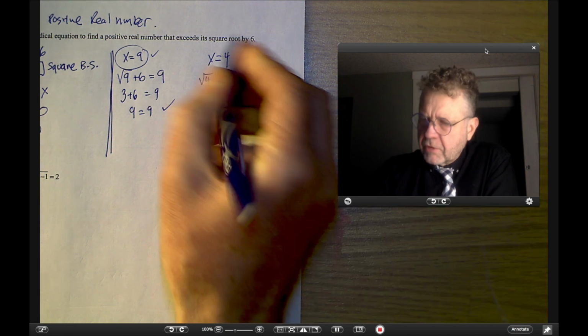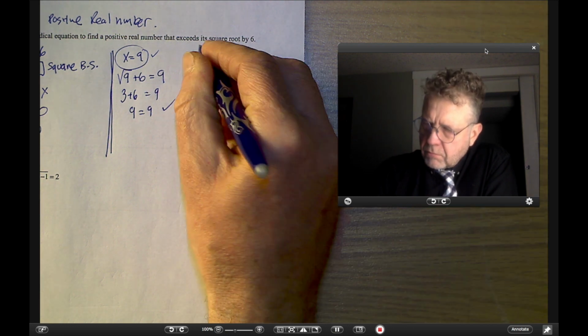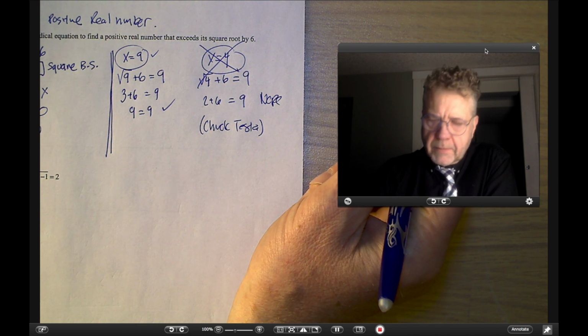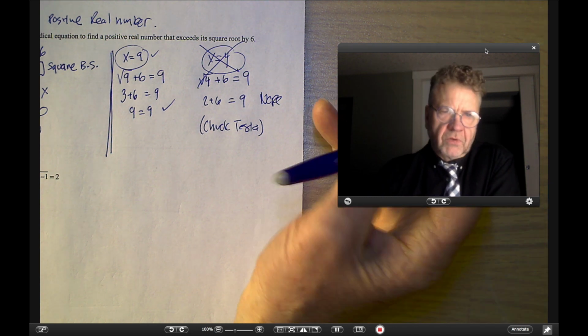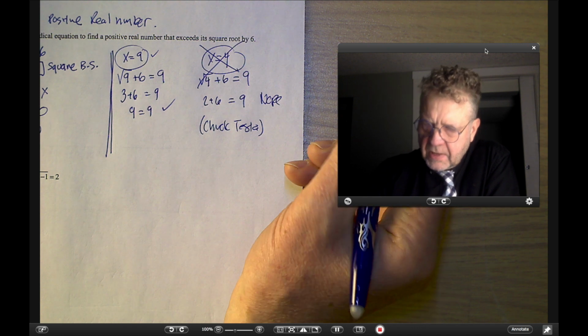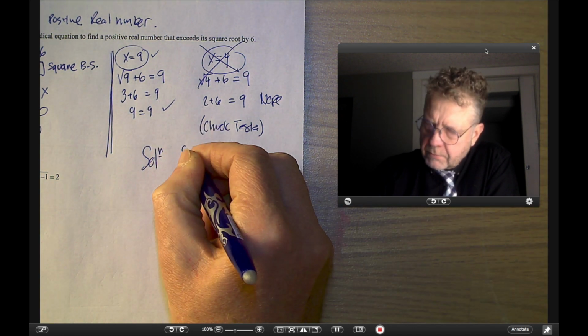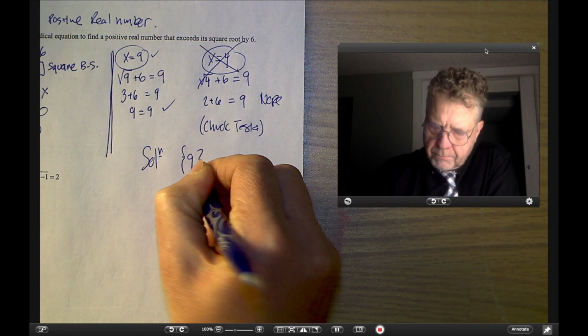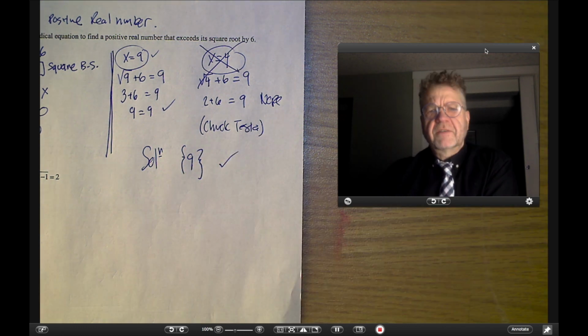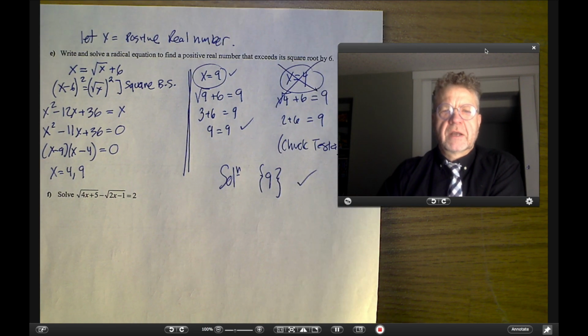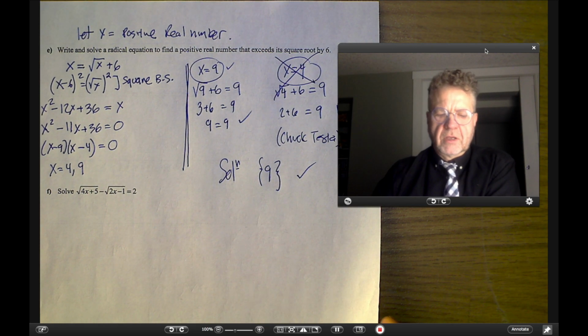All right. So x equals 4 is not a number which equals the square root of itself plus 6. And so we say the solution is simply 9. Boom. We're done. That was actually fairly easy. Actually, not so much work there. Not so much trouble.